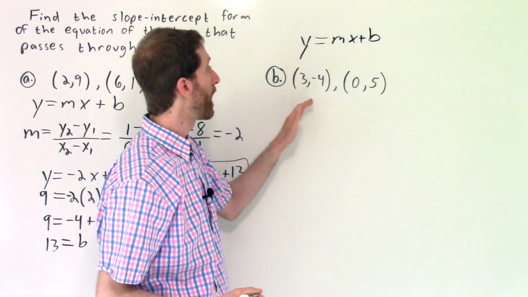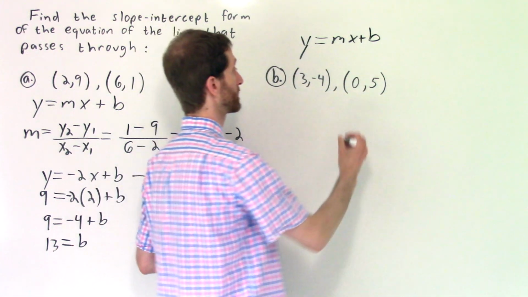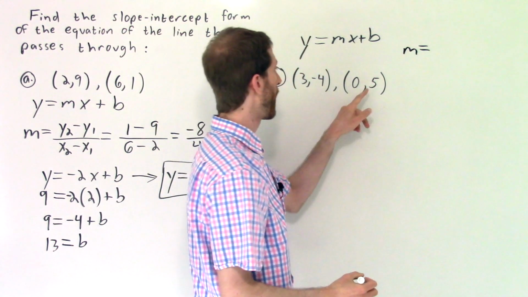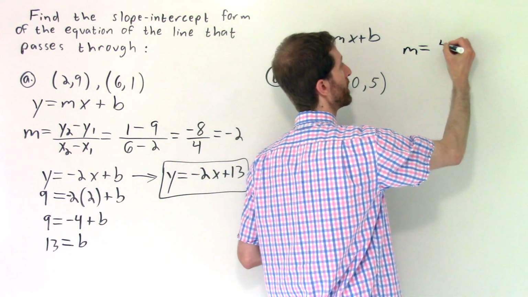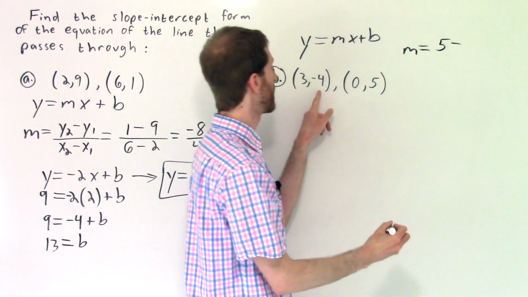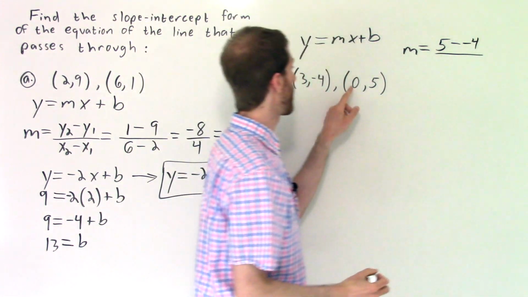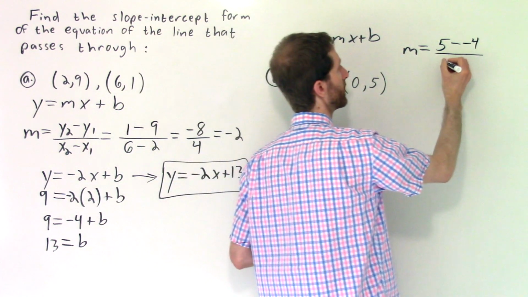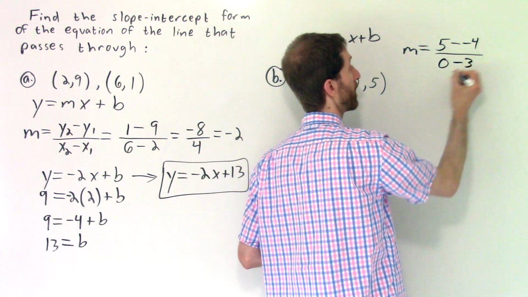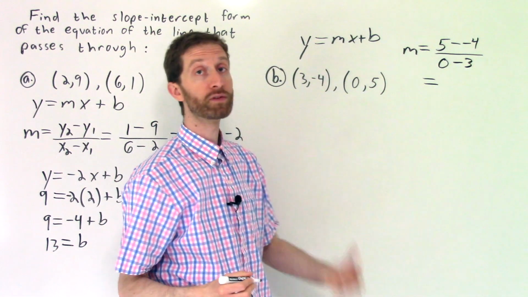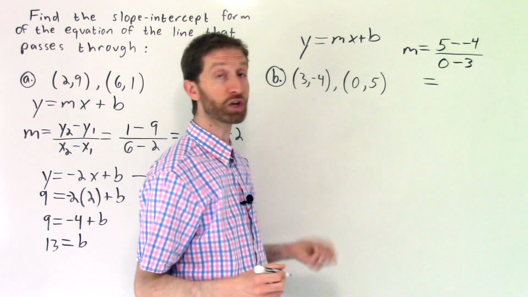Now from here, I need to find my slope, just like we did last time. Okay, so I'll do this over here. So m is equal to y2 minus y1. I'm going to go right into it. 5 minus a negative 4. Beautiful. All over x2 minus x1, 0 minus 3. Again, a reminder, if you're having trouble with finding slope or understanding it, watch my previous videos on rate of change and slope. You'll be in good shape.